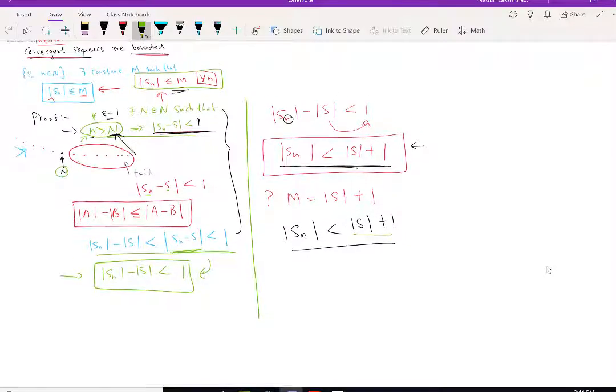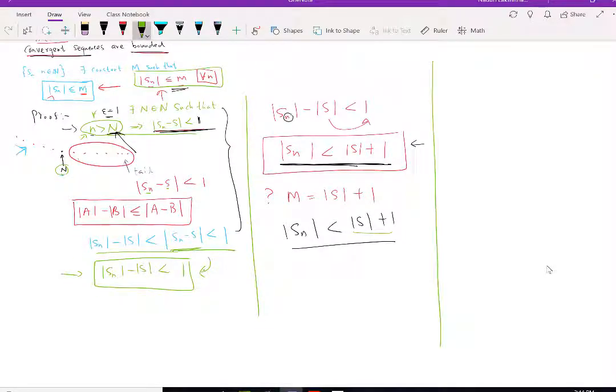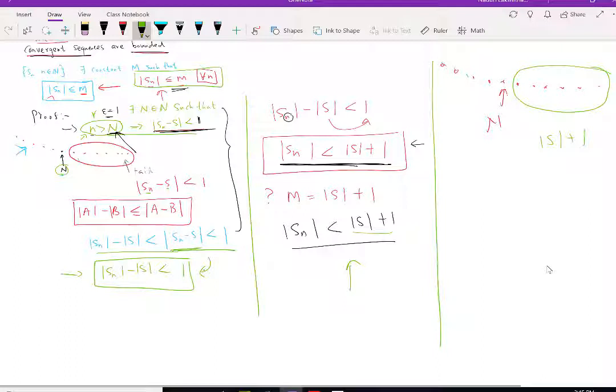So let's try to rephrase that. We have this sequence. I'm trying to explain it to you using pictures. This is the capital Nth position. What this inequality means is all the terms that are here are definitely less than absolute value of S plus 1. So only the tail is bounded by absolute value of S plus 1. How about the others? Here's what we can do to complete this proof.